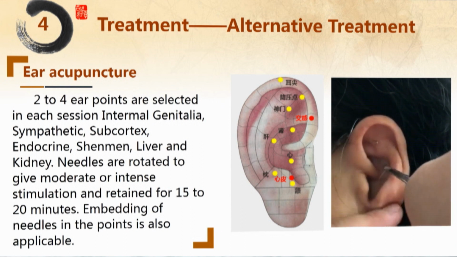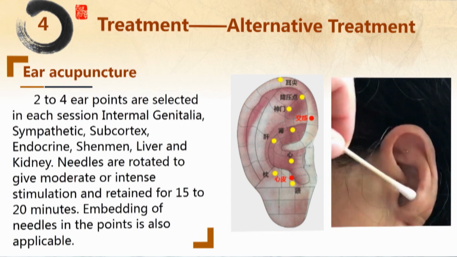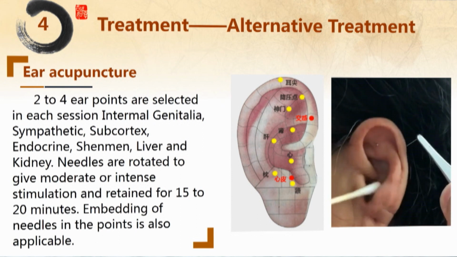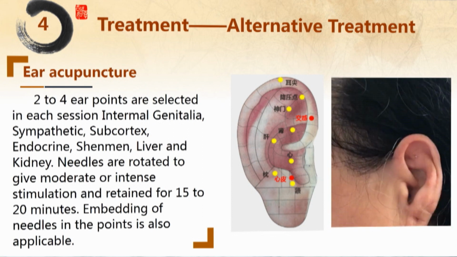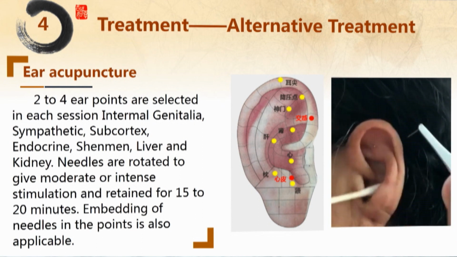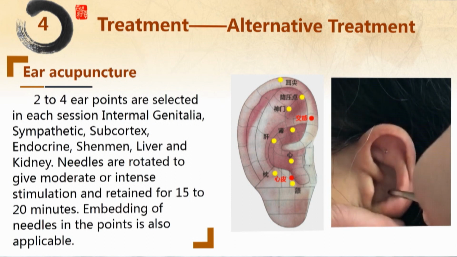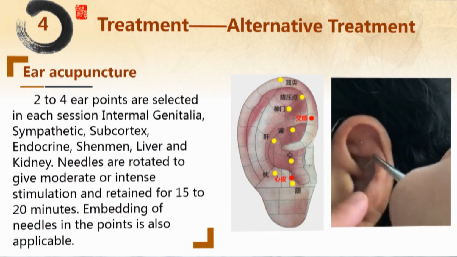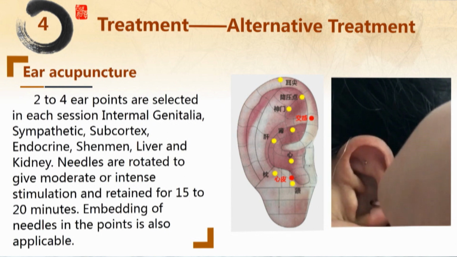Alternative treatment. The first one, ear acupuncture. 2 to 4 ear points are selected in each session from genitalia, sympathetic, subcortex, endocrine, 肾门, liver, and kidney. Needles are rotated to give moderate and intense stimulation and retained for 15 to 20 minutes. Embedding of needles in the points is also applicable.